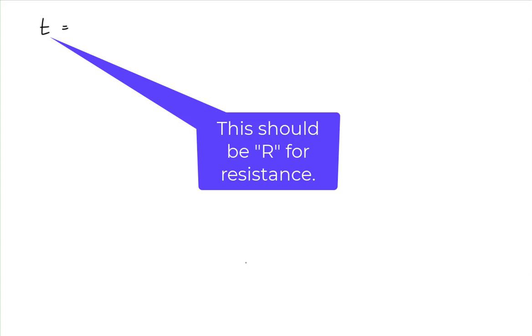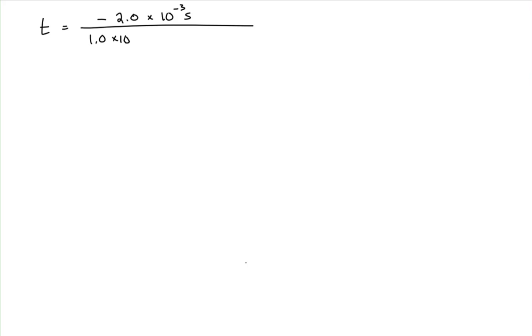Okay, I must have pressed the wrong key and it totally erased all of that work, but I think I remember what I just wrote down. So let me just write it down here. I think it was minus 2.0 milliseconds, so 2.0 times 10 to the minus 3 seconds, over the capacitance, which I think was 1.0 microfarads, and the natural log of 0.10.